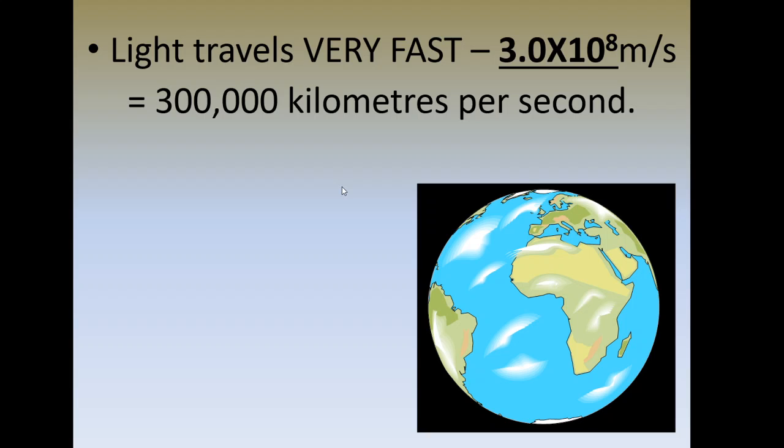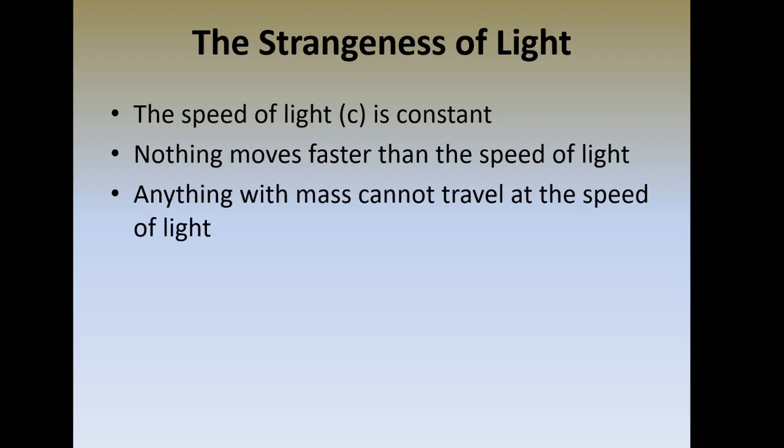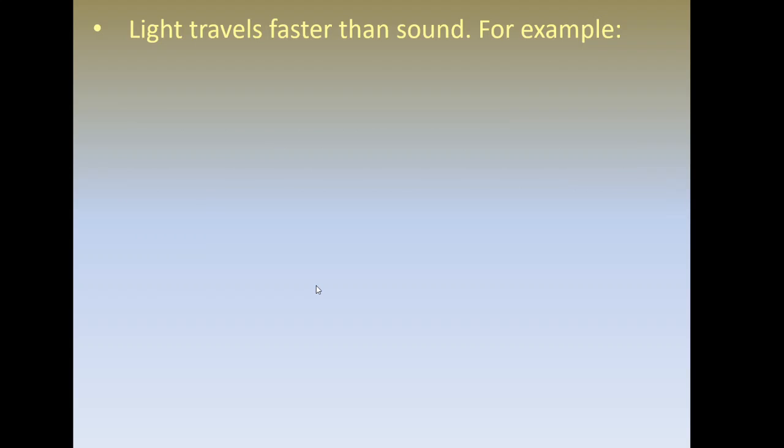Light travels very, very fast. It travels 3.0 times 10 to the 8th meters per second, about 300,000 kilometers per second. Okay? And it comes all the way around the Earth. There are a couple of properties of light that are strange. The speed of light is constant. It never changes. Nothing moves faster than the speed of light, and anything with mass cannot travel at the speed of light. So anything here on Earth cannot travel as fast as light.